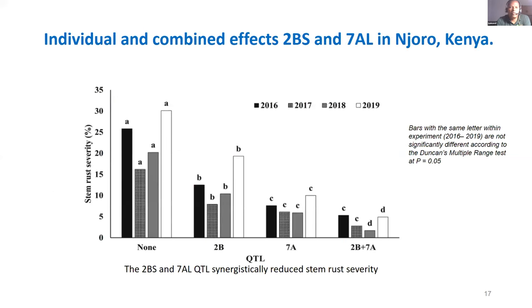And we looked at the individual and the combined effects of the two consistent QTL we found in the field from two Canadian wheat lines. Looking at this graph, the x-axis shows the combined and the individual QTL. So the 2B plus 7A QTL synergistically reduced stem rust severity and was significant, especially during 2018 and 2019.